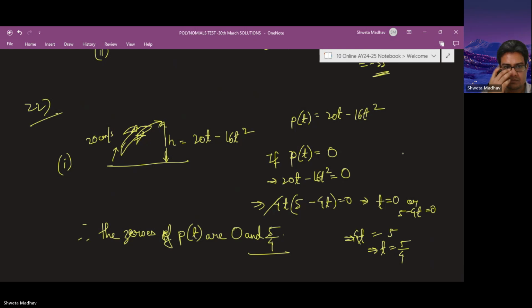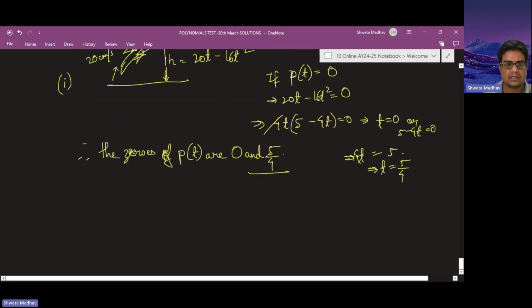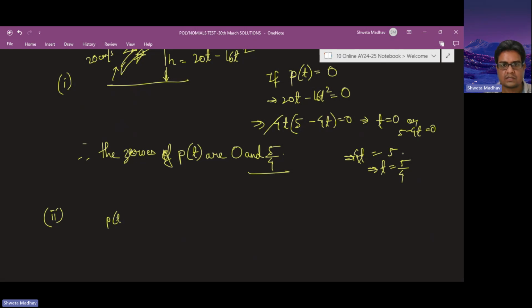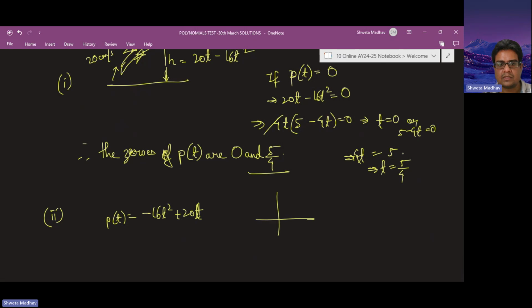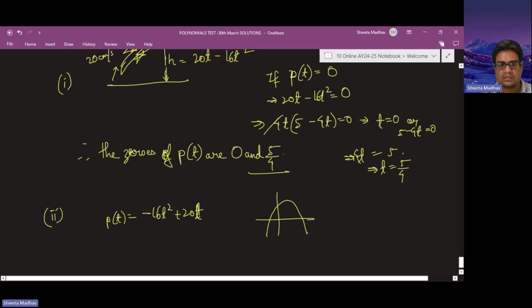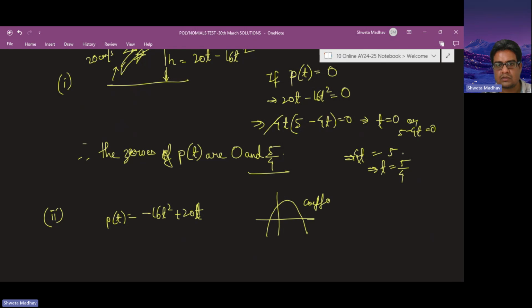Then in question number 2, it has been told that we must identify which type of graph represents p of t. So here p of t is minus 16t square plus 20t, I can write it. Obviously the coefficient of t square is negative, so obviously the graph will be concave downwards. Since here the coefficient of t square is less than 0. And if it was more than 0, then only the graph would have been concave upwards.